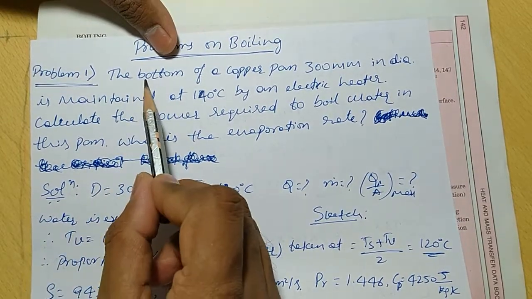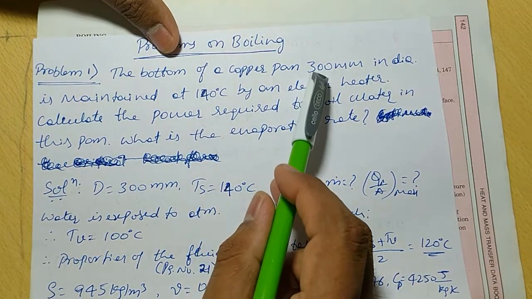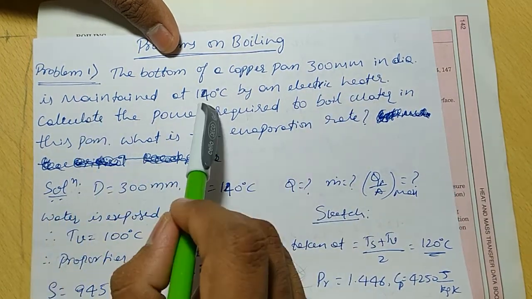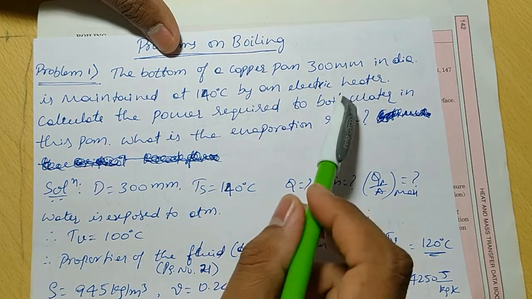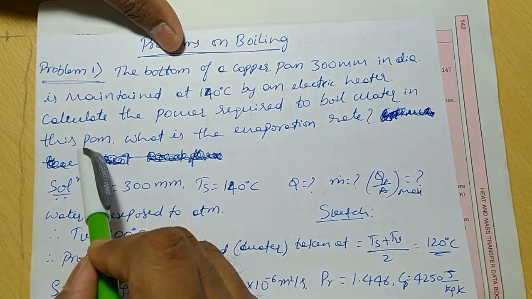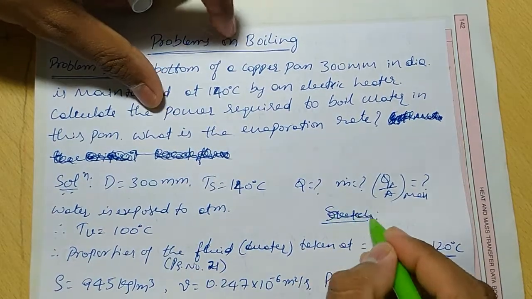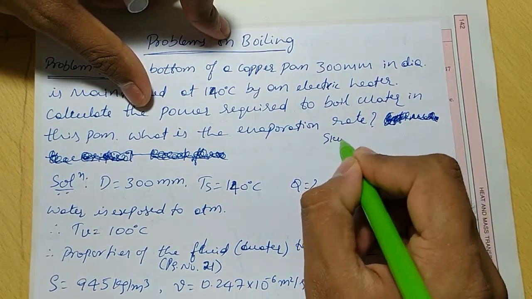Take one problem. The bottom of a copper pan, 300 mm in diameter, is maintained at 140 degrees centigrade by an electric heater. Calculate the power required to boil water in this pan. What is the evaporation rate? That is the m that they are asking. I will draw the sketch.